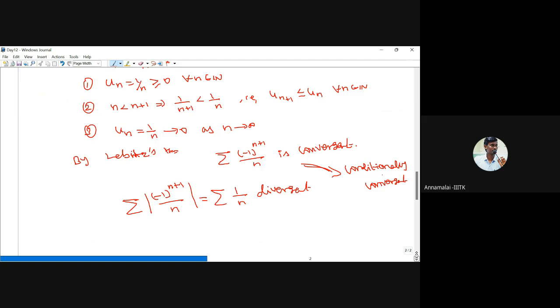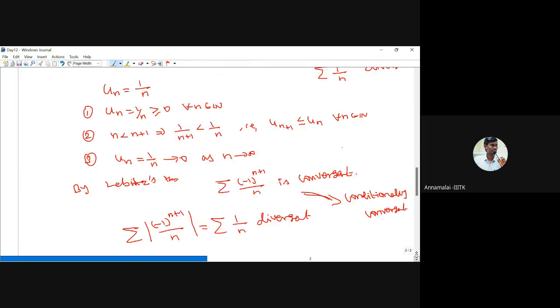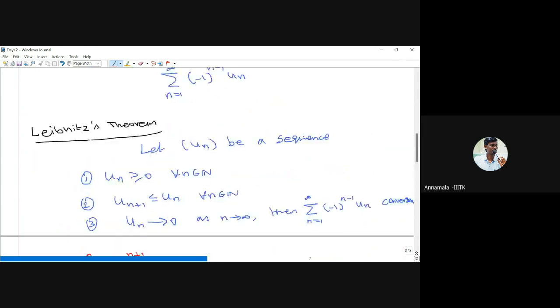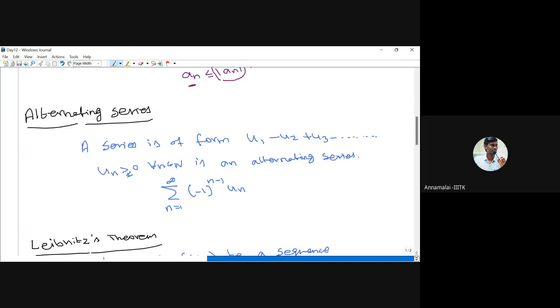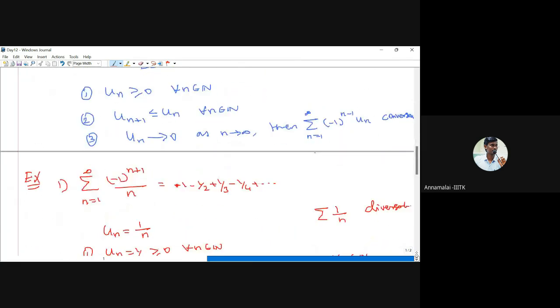So this is an example of the previous theorem. What the previous theorem says is that every absolutely convergent series is convergent, but a convergent series need not be absolutely convergent. So that is an example, minus 1 power n plus 1 by n. This is a standard example.